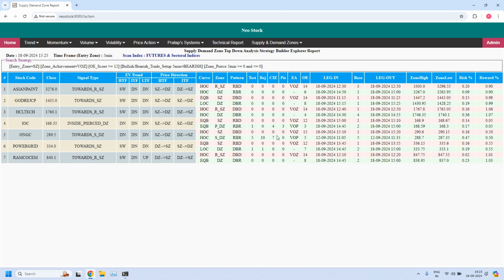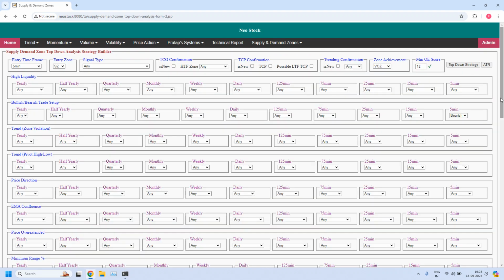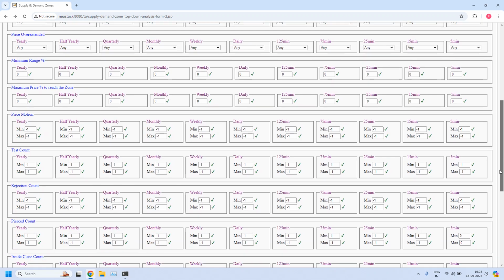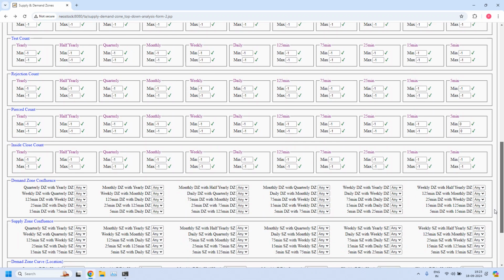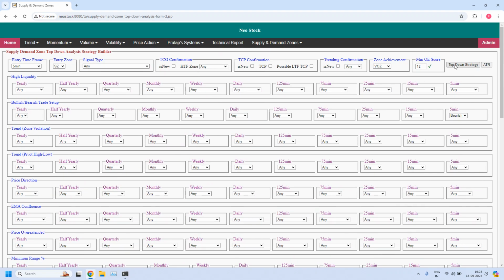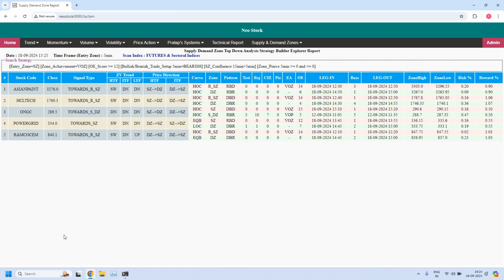Now let's verify ITF confluence. How many out of these 7? How many of the 5 minute zones are part of the 15 minute zone? That is what zone confluence, ITF confluence. That's why 5 minutes and 15 minutes supply zone confluence. 5 minute supply zone with 15 minute supply zone, I am enabling the filter. Let's verify. Out of 7, 5 stocks are filtered.